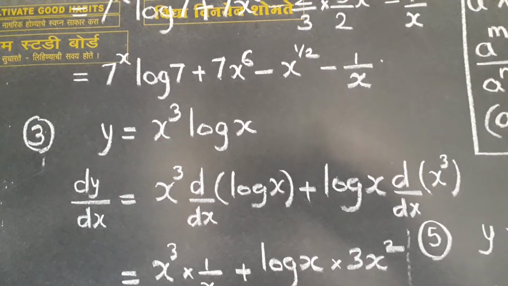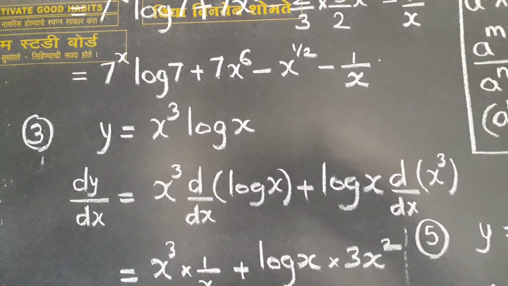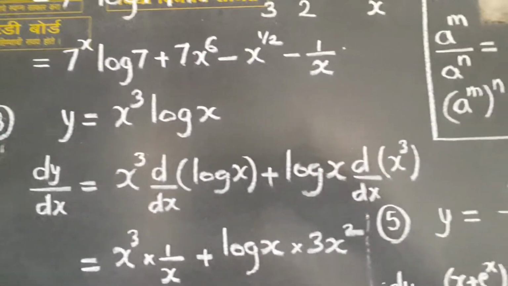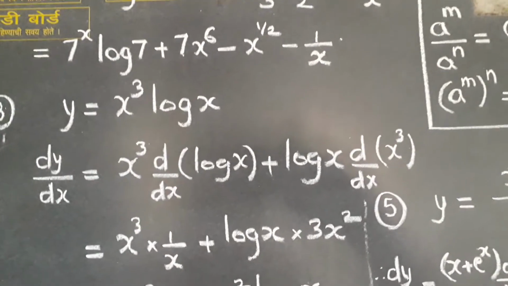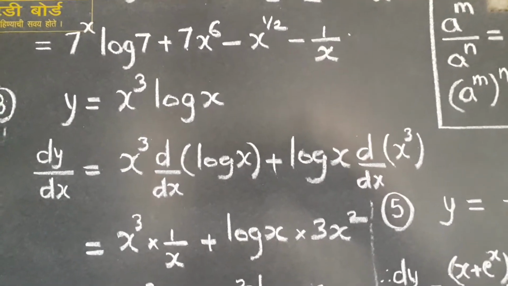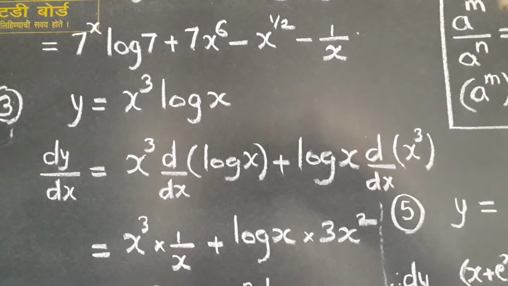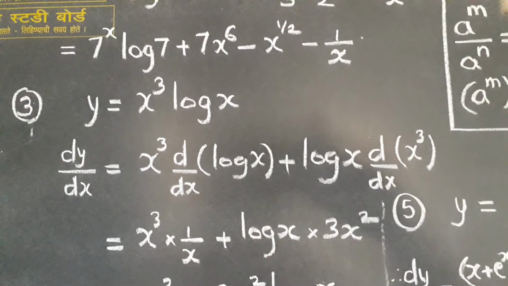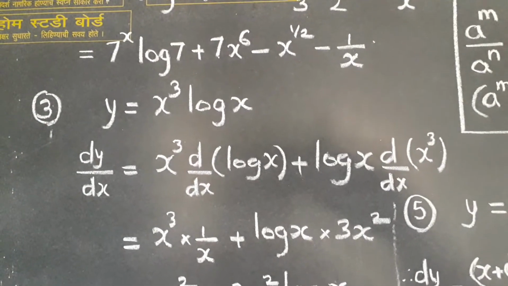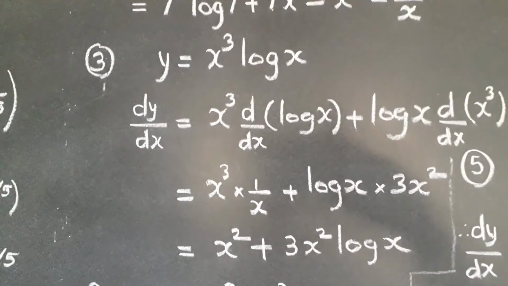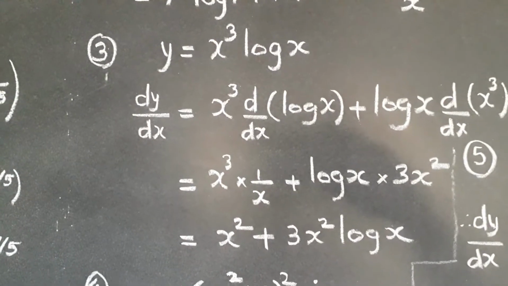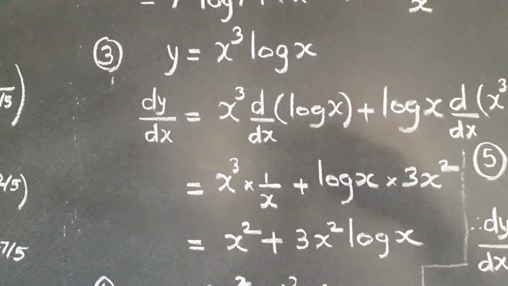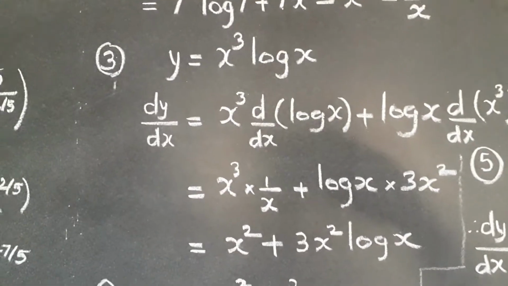Now, the derivative of log x we directly know from the standard formula: it is 1 upon x. And the derivative of x cube, a power function, variable raised to a constant, x raised to n type, for which we know the derivative as n into x raised to n minus 1, giving you 3x square, and hence x cube upon x, the simplification which we are writing here, and that is the end of the example.